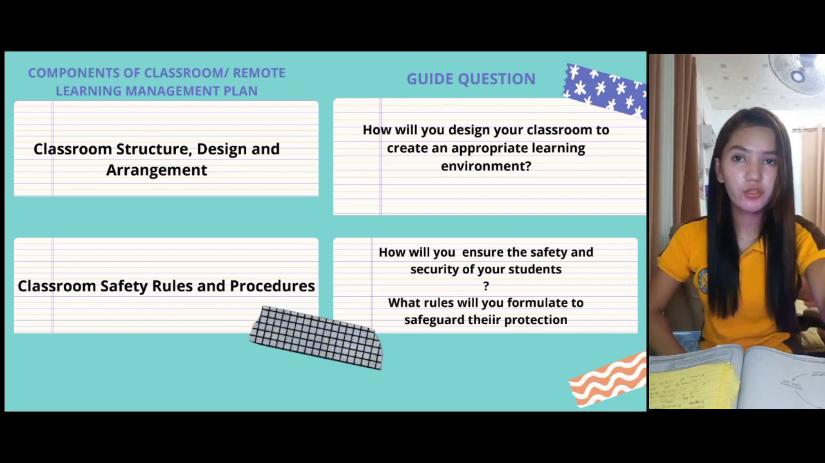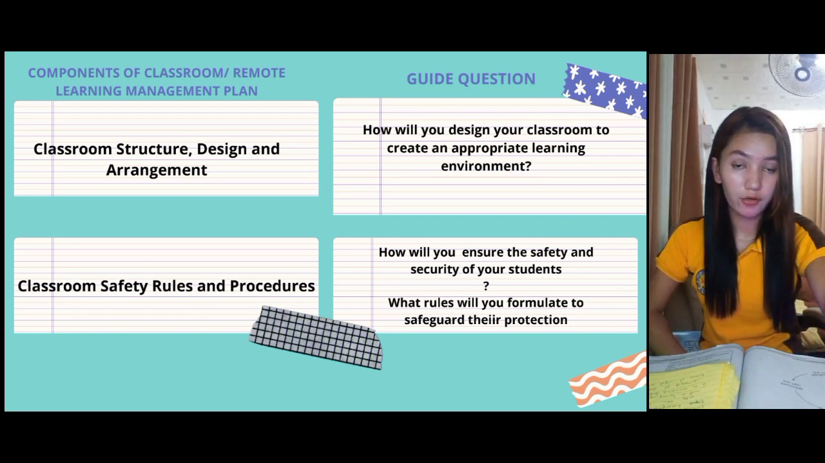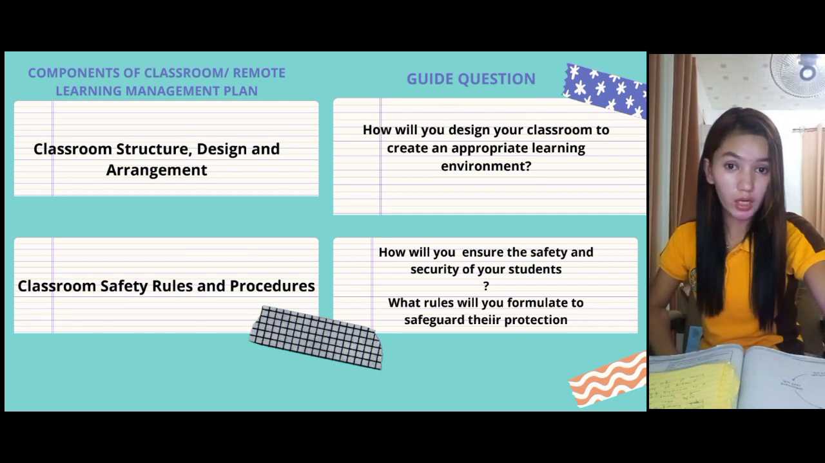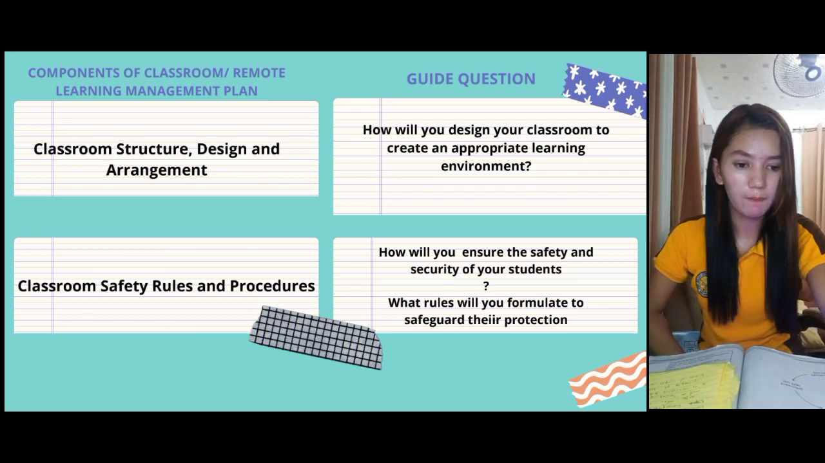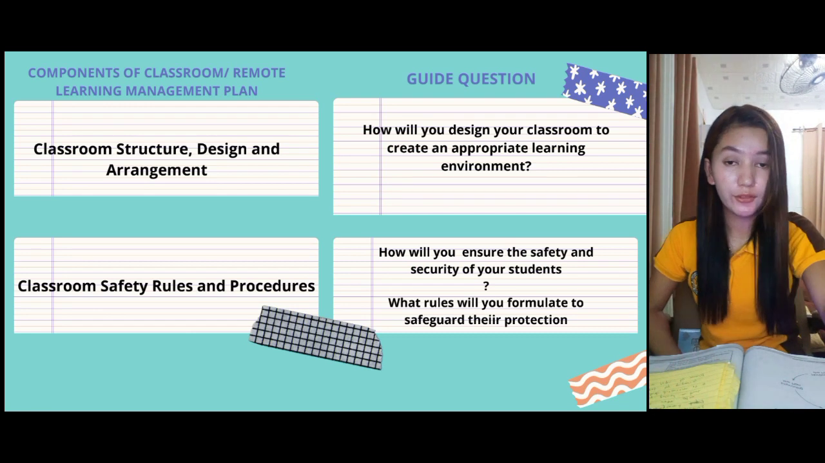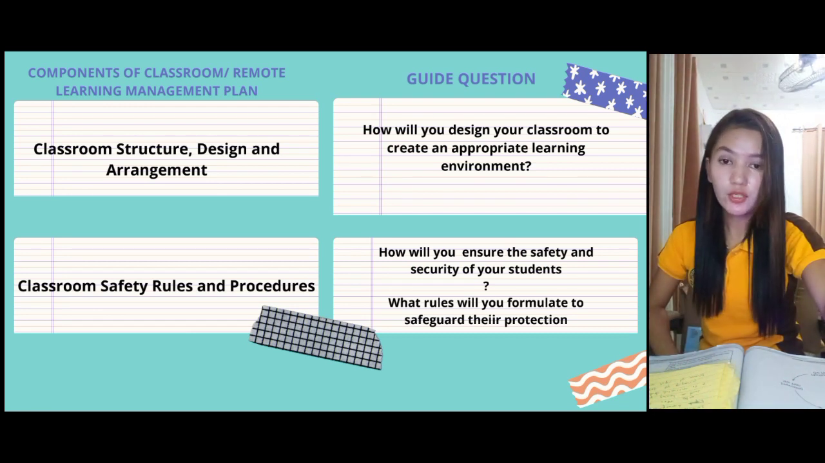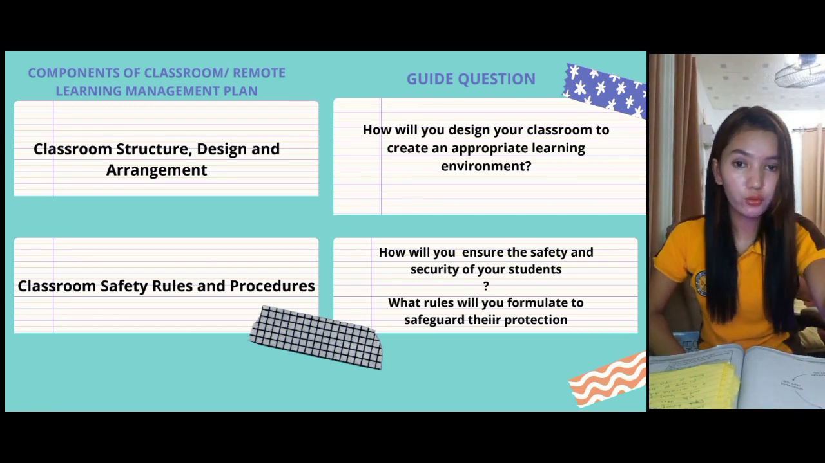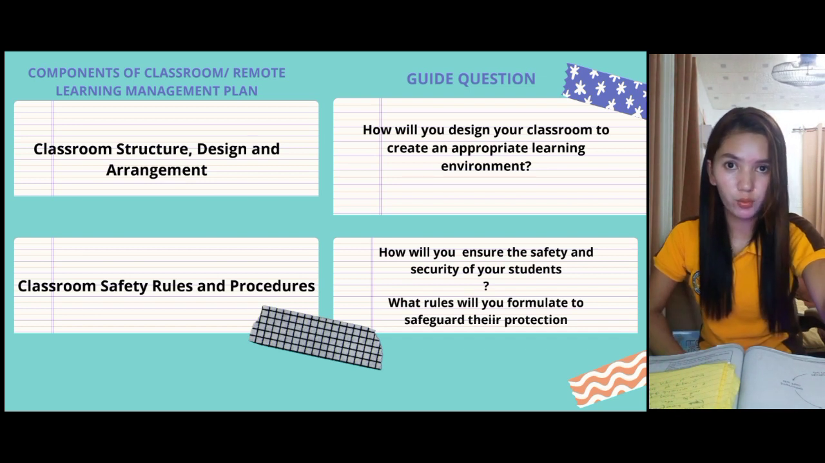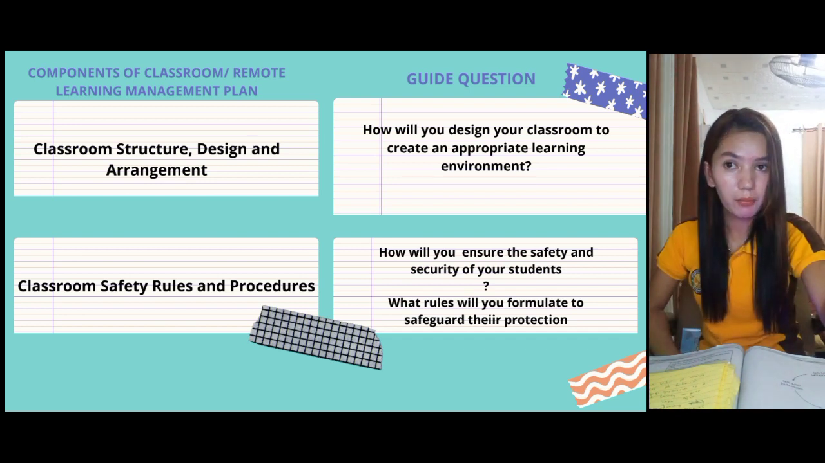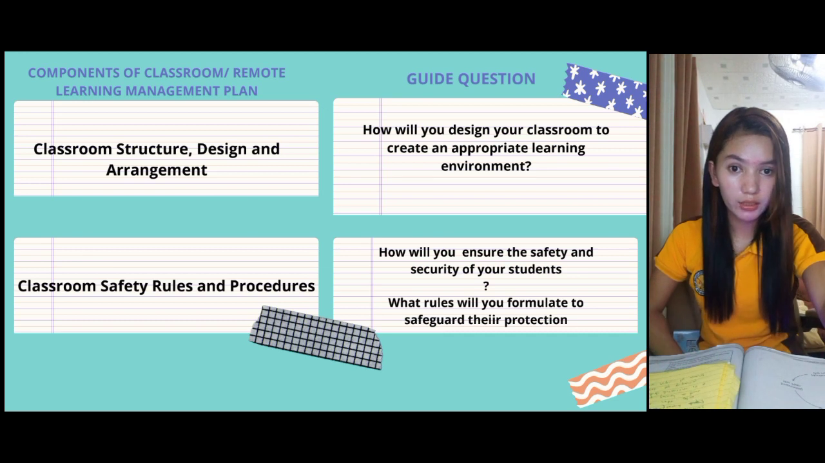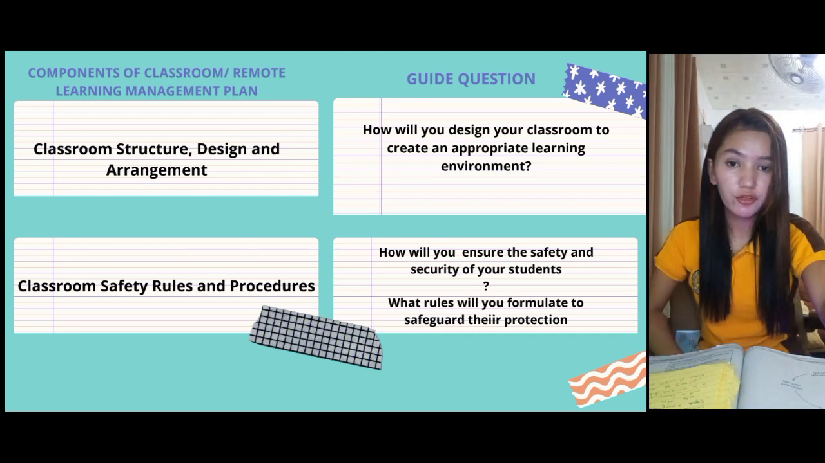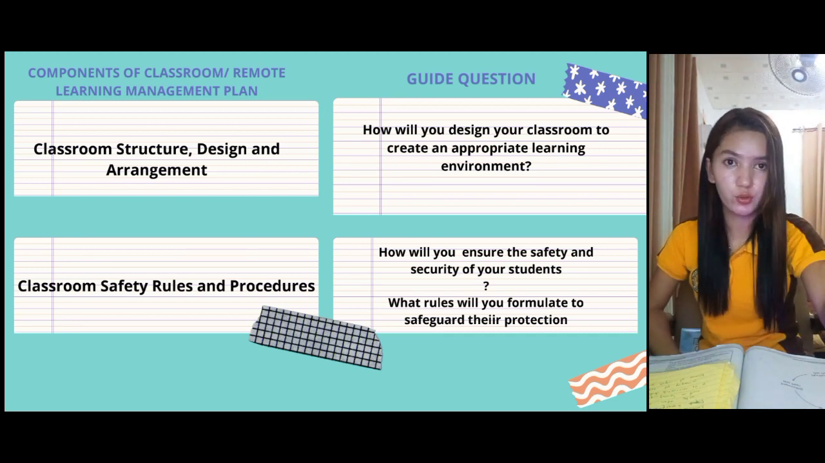Next is the classroom structures, design, and arrangement. So in classroom structure, design, and arrangement, how will you design your classroom to create an appropriate learning environment? So in this component, it refers to the setting of our classroom. It includes the seating arrangement, the arrangement of chairs, the bulletin boards, and the other displays inside our classroom.